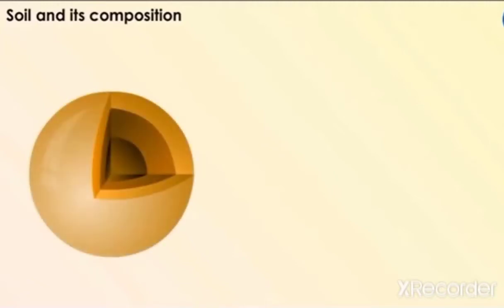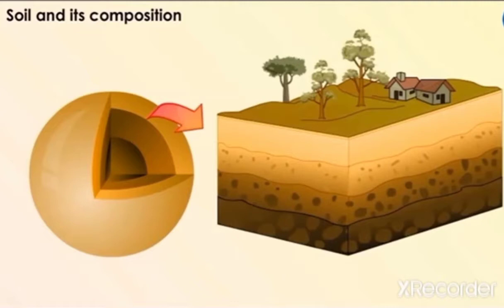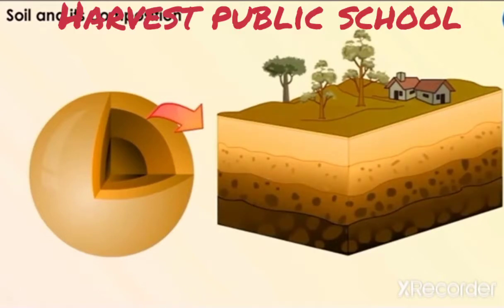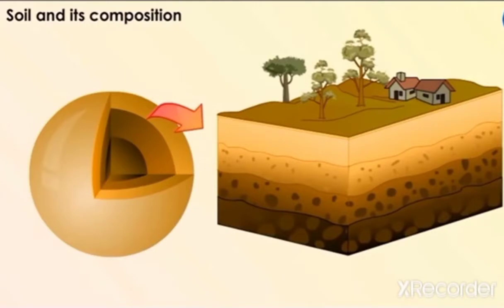Children, today let us discuss the next lesson in class 7 biology, that is soil. Soil and its composition. Soil is the most important characteristic feature of the terrestrial environment. It is a reservoir of many minerals and salts which are essential for the living organisms.